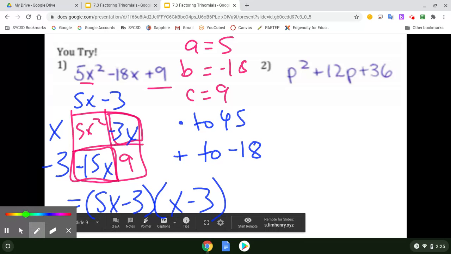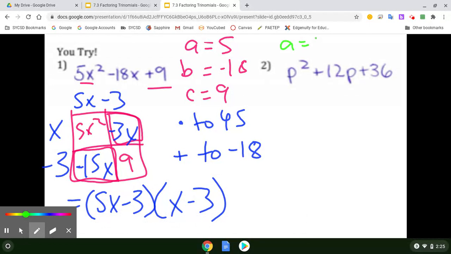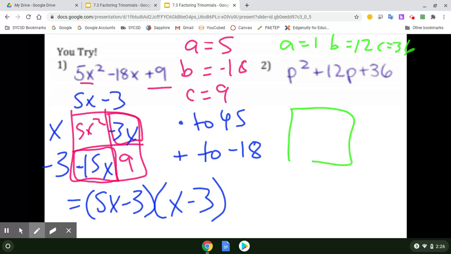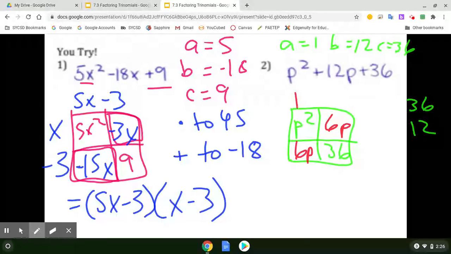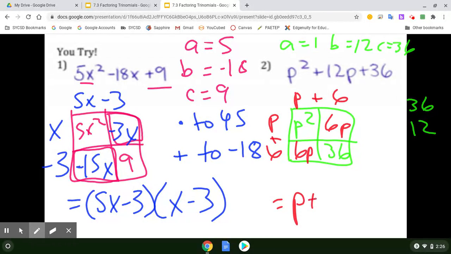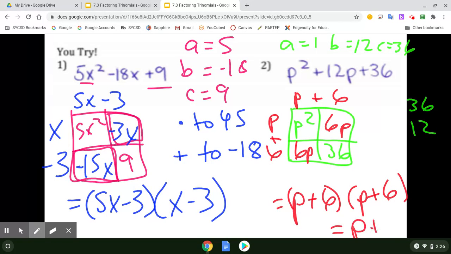And for number 2, a is 1, b is 12, c is 36. So we must multiply to 36 and add to 12. Oh, that makes our two numbers 6 and 6. So our factors are p plus 6 and p plus 6. And a shorthand way to write this would be p plus 6 quantity squared.